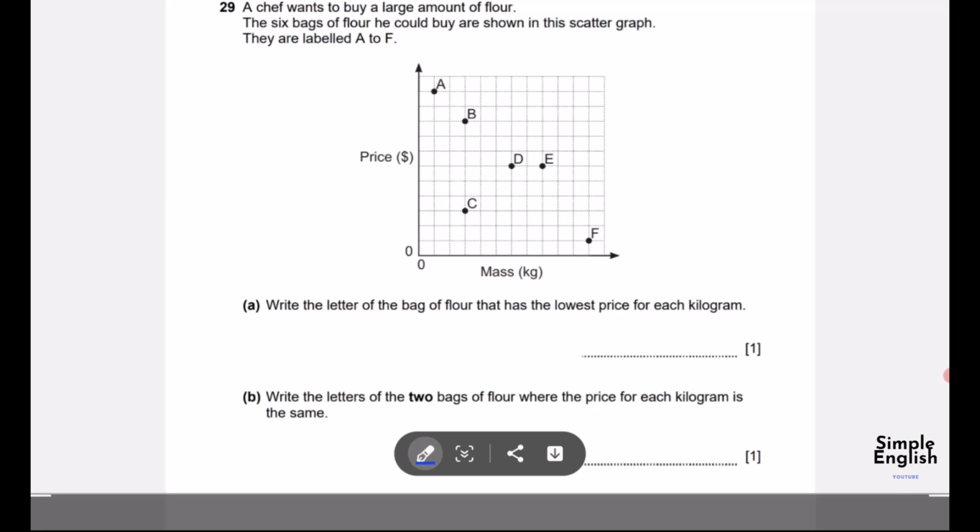Okay, 29. A chef wants to buy a large amount of flour. The 6 bags of flour he could buy are shown in the scatter graph, A to F. A. Write the letter of the bag of flour that has the lowest price for each kilogram. Remember, for each kilogram. Here is the mass and the price. The lowest price for each kilogram is F. You can see that. It's F, because this is 1 square and this is 1 unit of price.